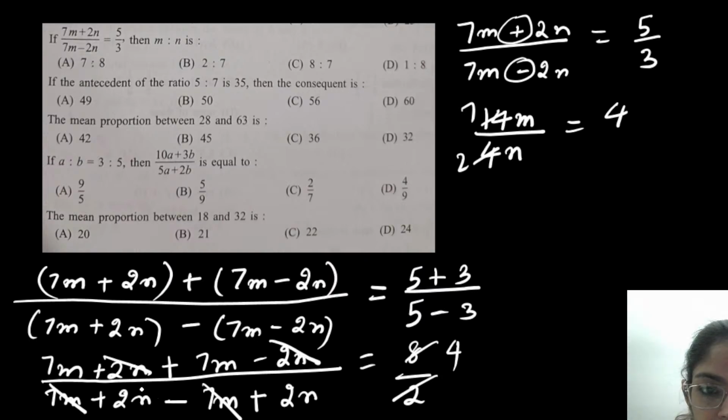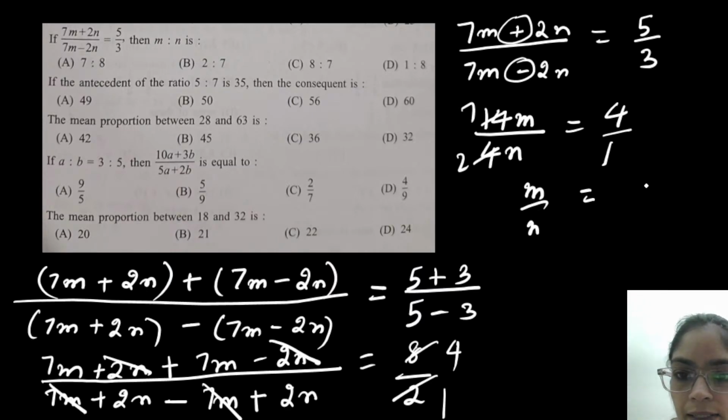So 2 and 2 got cancelled here. 7, 7 got cancelled. 7 plus 7, 14. 8. 5 minus 3, 2. 2 into 1, 2 into 4 is 8. So here I am left with 4 only. So 2 into 2, 2 into 7. When we shift this to the other side, it will be 4 by 1 into 2 by 7.